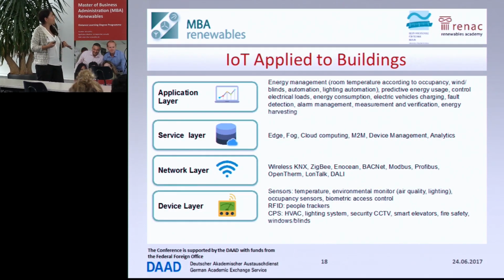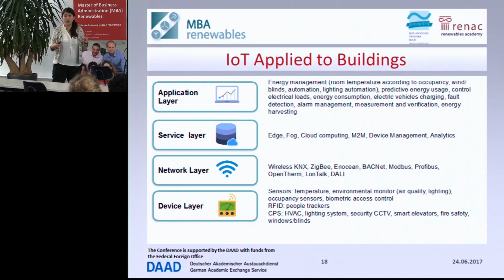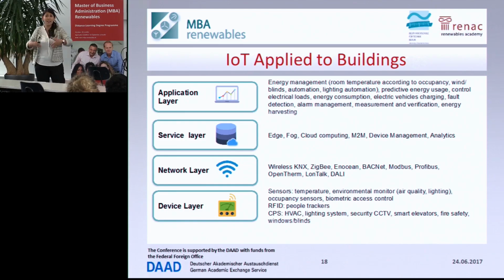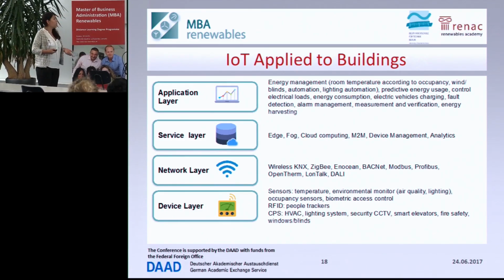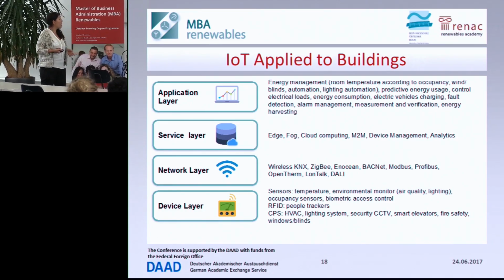So in buildings, what are the things? Well, we have, again, temperature, environmental monitor, that we can manage air quality. So for example, for hospitals or for places where people get sick very often, it's important. Also, light, it's one of the environmental things.